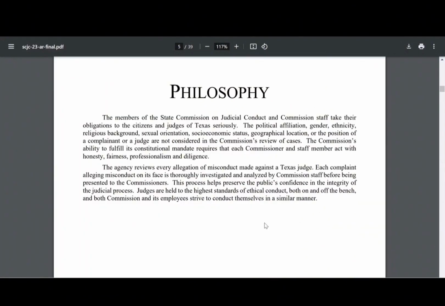So when I say that the State Commission on Judicial Conduct writes stuff, it puts it out, and it sounds really great on paper, but in reality, it doesn't reflect in their actions. The members of the State Commission on Judicial Conduct and commission staff take their obligations to the citizens and judges of Texas seriously. And I can tell you again, they don't investigate. They didn't investigate any of the witnesses that filed affidavits with my grievances. They didn't call any of them, take statements from any of the 12, if I remember correctly, that filed grievances.